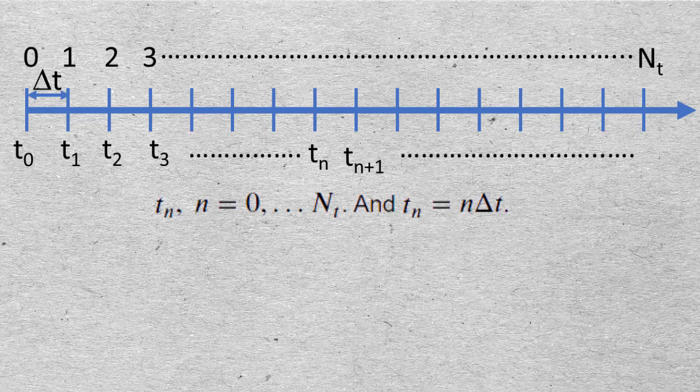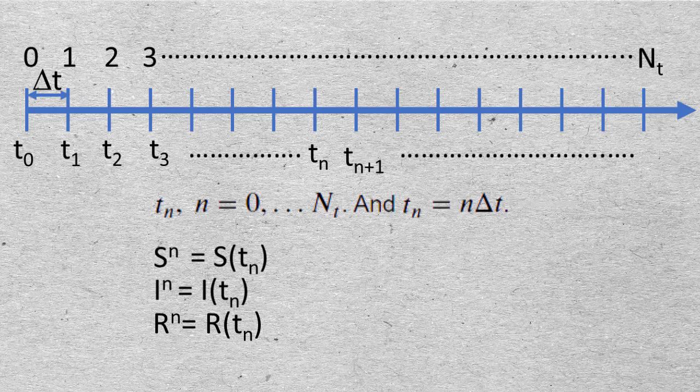We'll use the notation S superscript n to denote the number of susceptibles at time t sub n. Note that the notation S superscript n does not mean S raised to the power of n. Similarly, the infecteds and the recovereds at t sub n will be I superscript n and R superscript n.